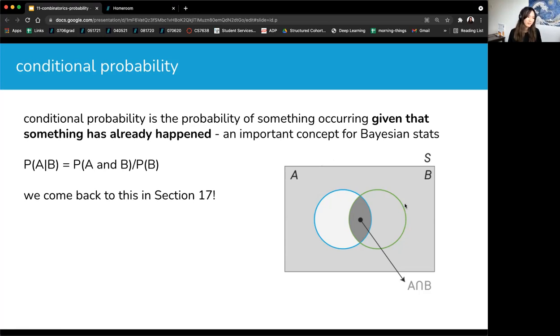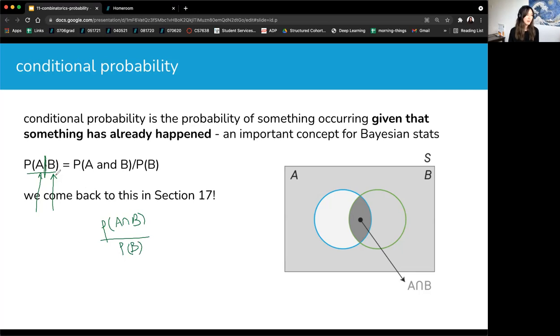And so what is the probability of A given B? Wait, hold on, let me rephrase that. The way that you denote conditional probability is with that vertical line. So over here, this just means what is the probability of A given that B has occurred? And the formula for that is actually the probability of A intersect B divided by the probability of B.